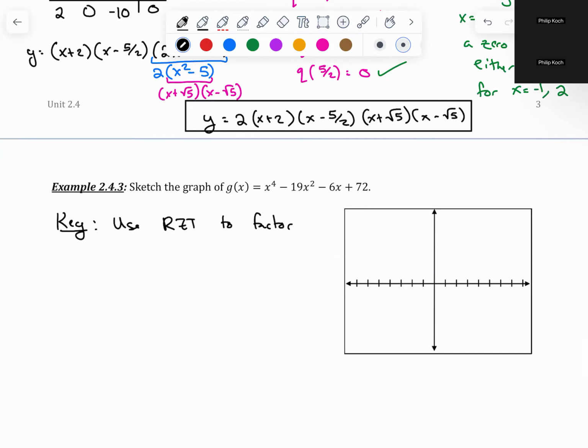What it should look like, if you'd like to have it for your notes, is -3 is a 0, 2 is a 0, and 4 is a 0. And the graph ends up looking roughly like this, where the y-intercept is 72. So please try that one at home. It's good practice of both unit 2.2 material and 2.4 in conjunction. So that's what you should get.